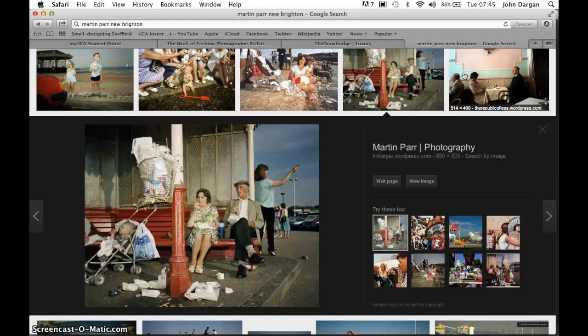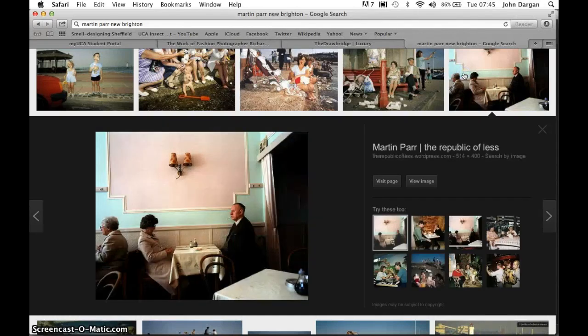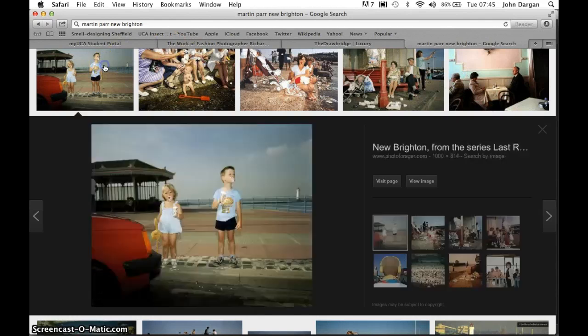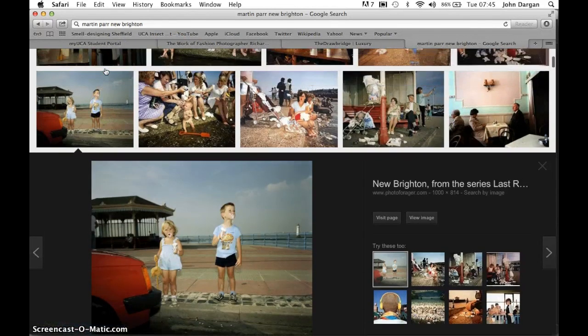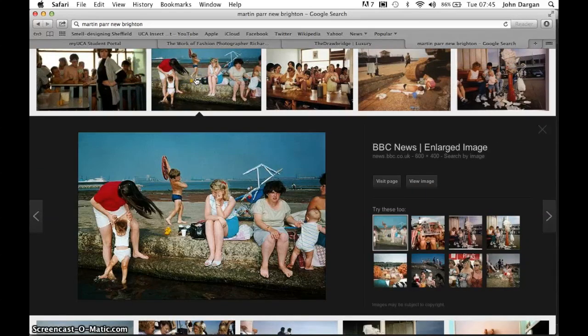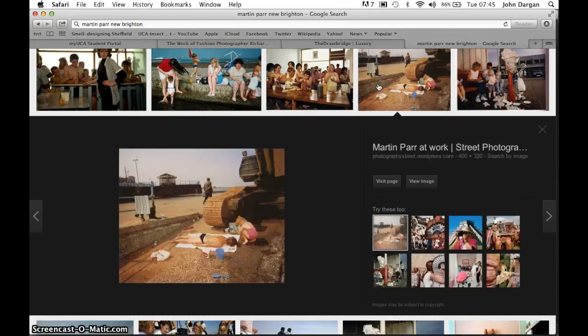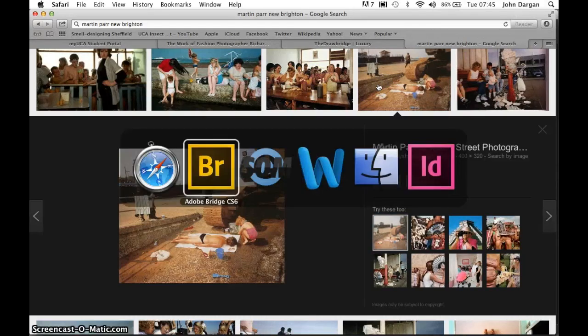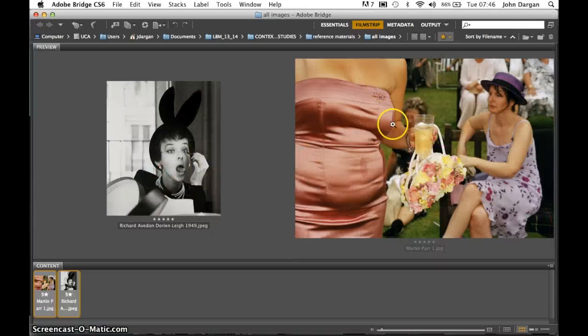This is from a series called The Last Resort. It's about a town in Merseyside called New Brighton, and sometimes people thought that Martin Parr was being kind of negatively critical of the way poor people behaved, if you like. He was criticised for that. Sometimes I feel one of the reasons he focuses on the rich in this is to address that.